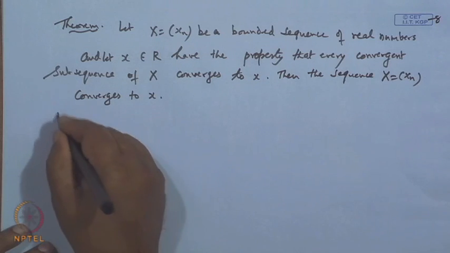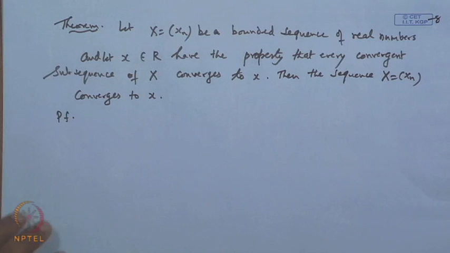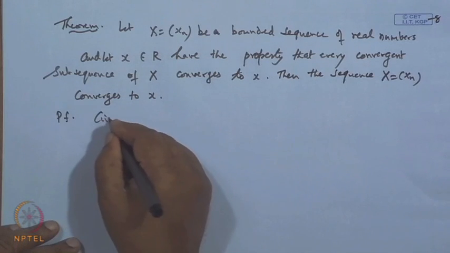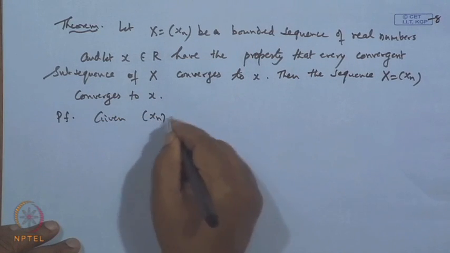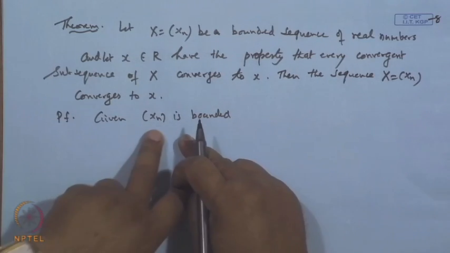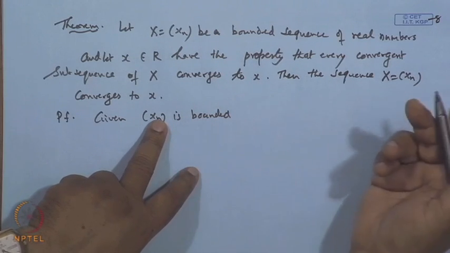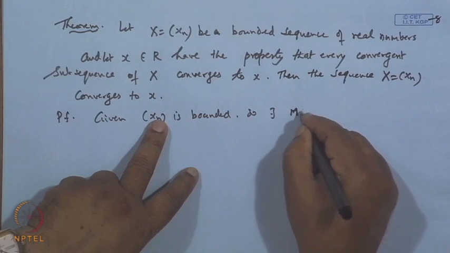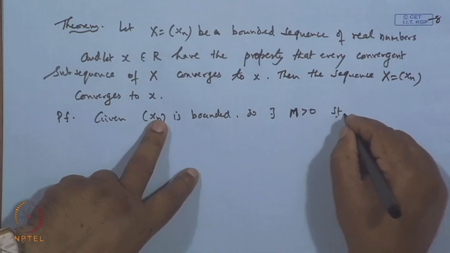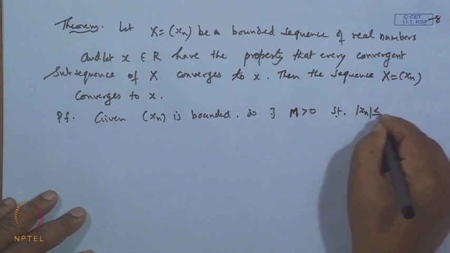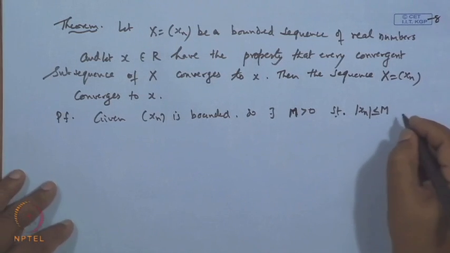So, the proof is: given that the sequence x n is bounded, it means all the terms of the sequence are dominated by some number. So, there exists an m greater than 0 such that all the terms of the sequence satisfy |x n| is less than or equal to m for all n.